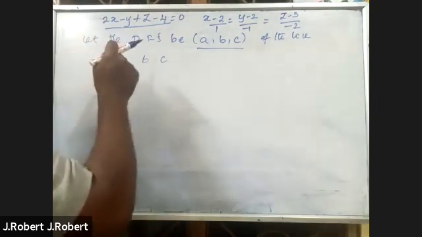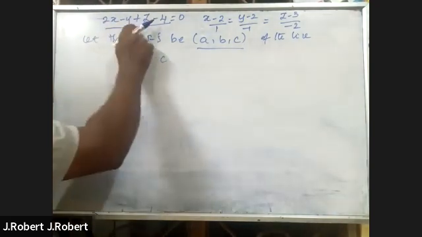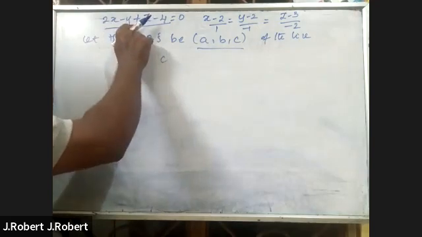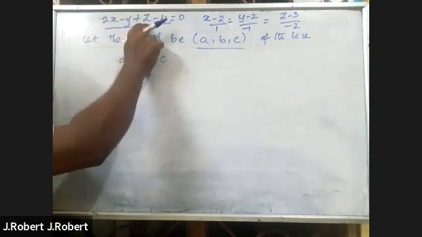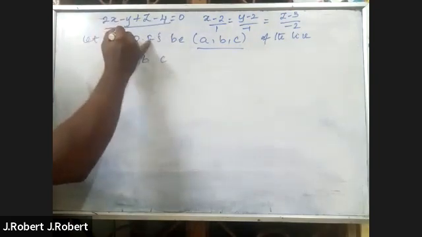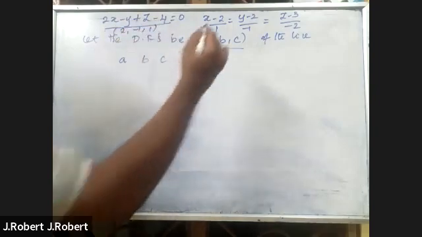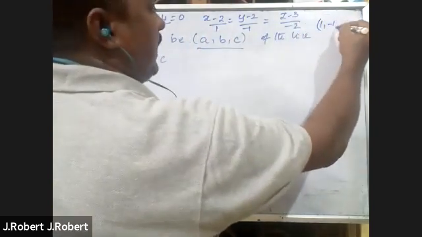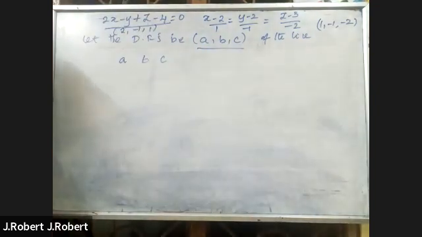To find the values of a, b, c, in this equation we use the cross multiplying method. I have to take only the direction ratios. Here it is 2, minus 1, 1. Here the direction ratios are 1, minus 1, minus 2. They are proportional to each other.